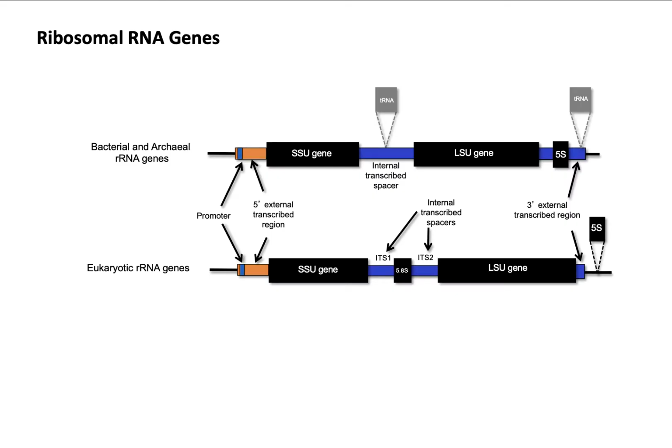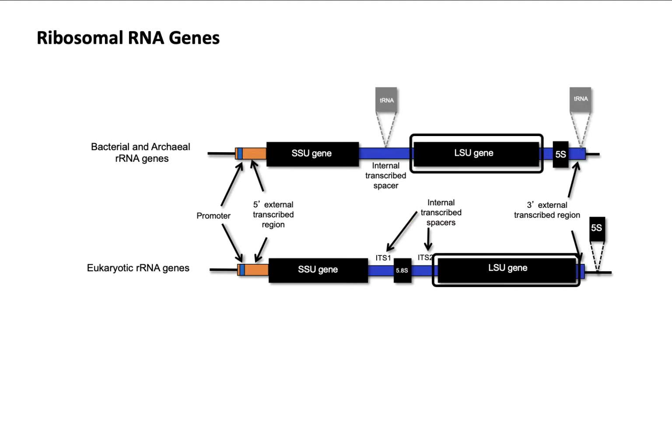Here are the ribosomal RNA genes. And in bacteria and archaea, these are transcribed by RNA polymerase. And then in eukaryotic ribosomal RNA genes, these are transcribed by RNA polymerase 1. And so there's a 5' external transcribed spacer region that contains a promoter. Then the small subunit genes, internal transcribed spacers, and a 5.8S gene in eukaryotic genes, which actually corresponds to the 5' region of the large subunit in bacteria.